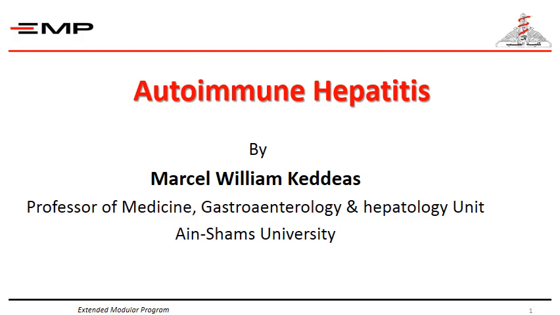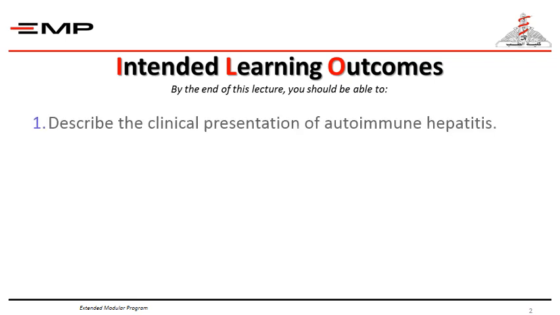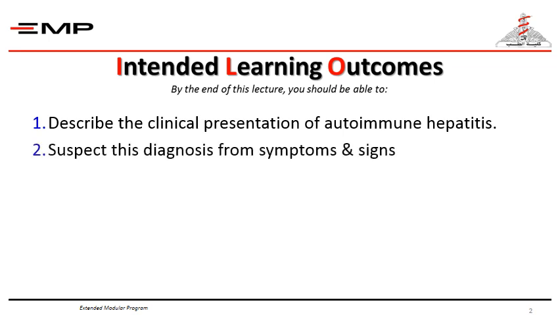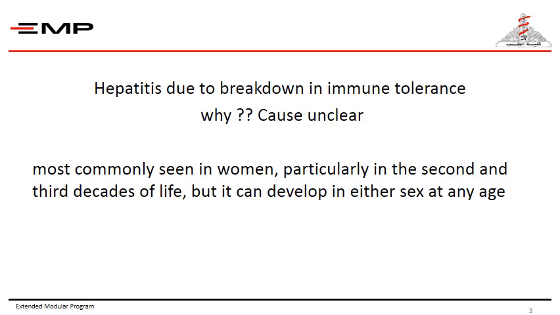Our topic today is autoimmune hepatitis. By the end of this lecture, you should be able to describe the clinical presentation of autoimmune hepatitis, suspect the diagnosis from symptoms and signs, propose a diagnostic workup, and devise a treatment plan and follow-up of the patients with autoimmune hepatitis. Well, as its name implies, autoimmune hepatitis is hepatitis due to breakdown in immune tolerance, mostly seen in young women, and the cause of which is unclear.